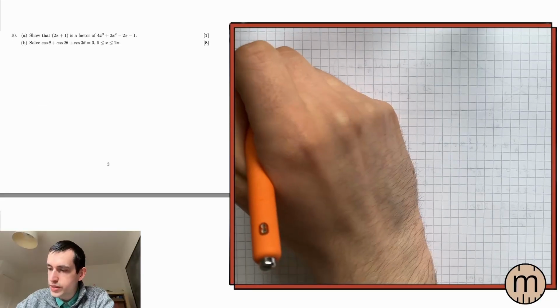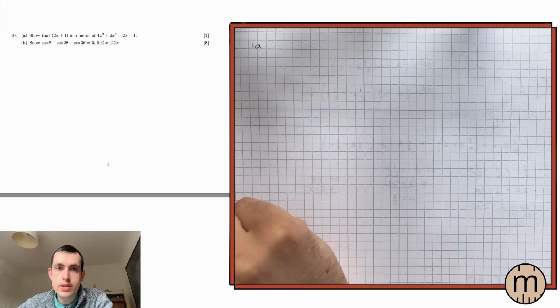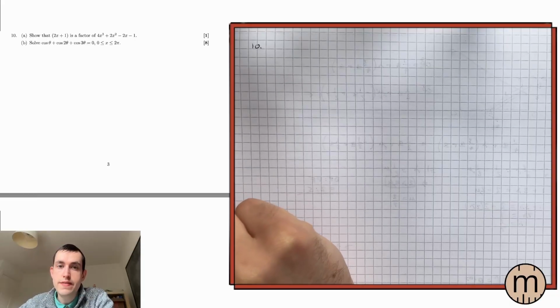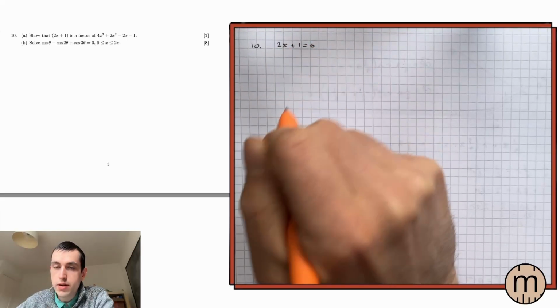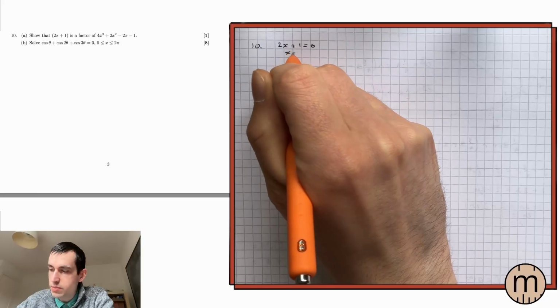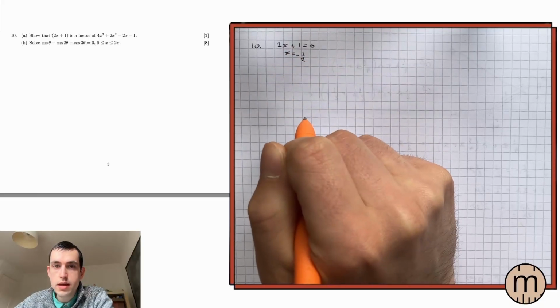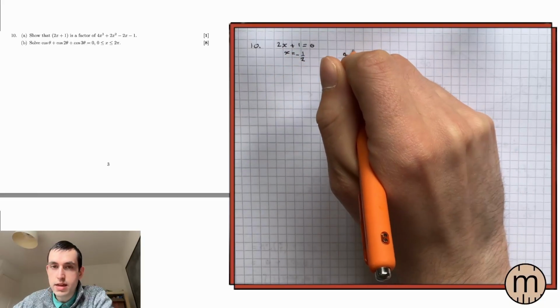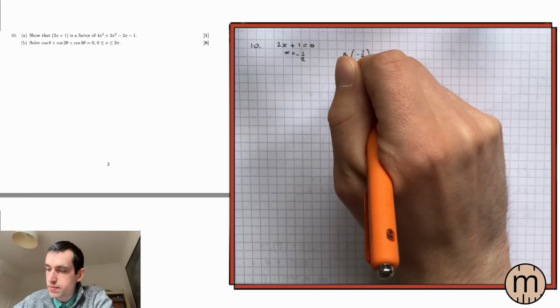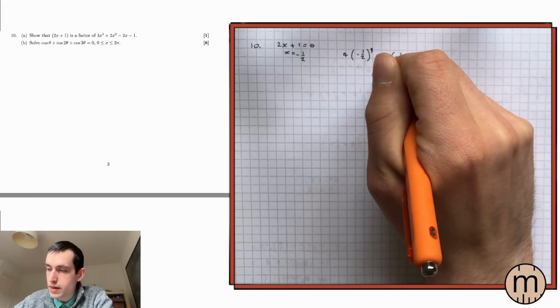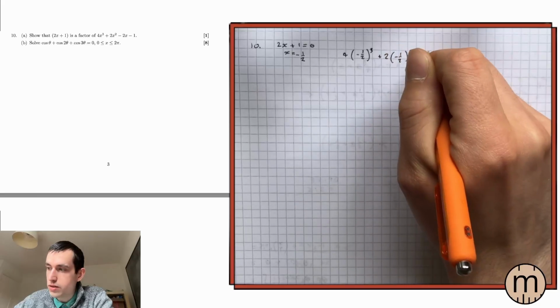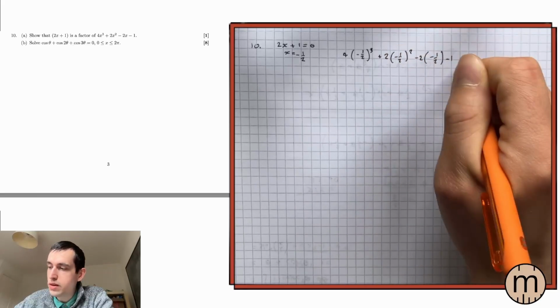And now for question 10. In question 10, part A, we first have to show that 2x plus 1 is a factor of that cubic. And what we're going to do is set 2x plus 1 equal to 0, which means that x is equal to minus a half. And then we're going to sub in x is equal to minus a half into the cubic. So 4 lots of minus a half cubed, 2 lots of minus a half squared, minus 2 lots of minus a half, minus 1.